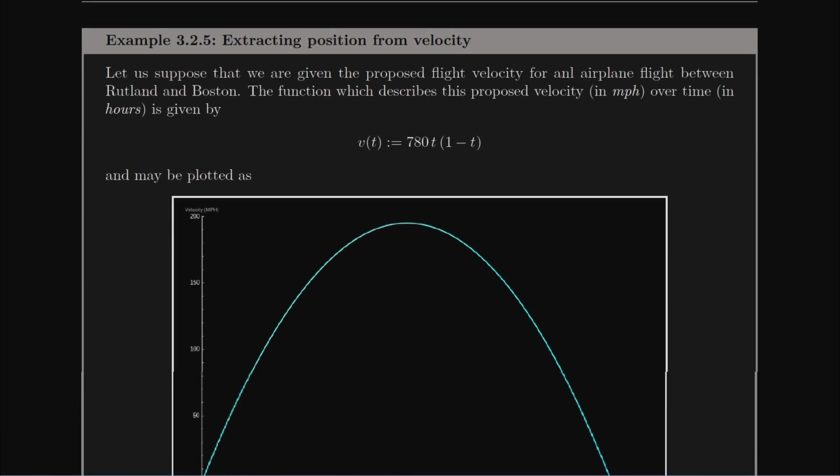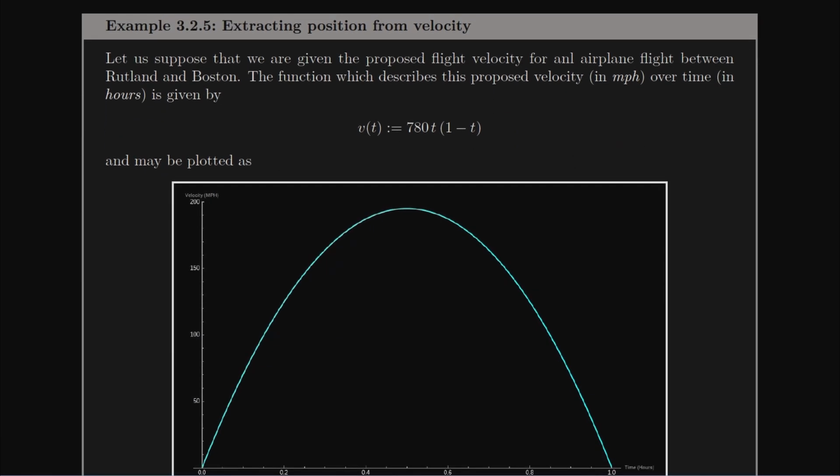I've got maybe a different interesting application here, which is going to be extracting position from velocity, something you may have done in Calculus 1 as well. But let's suppose that we're given a proposed flight velocity for a specific airplane flight between Rutland and Boston. Now, there are planes that go there every so often. Rutland's a tiny town in Vermont, by the way. 8-seater planes go between the two of them like 3 times a day.